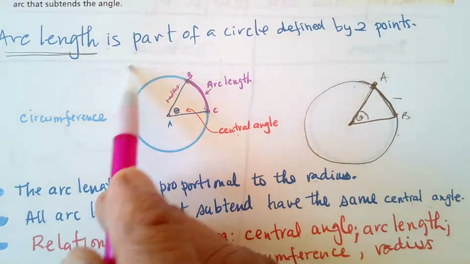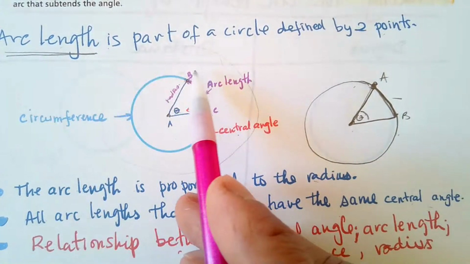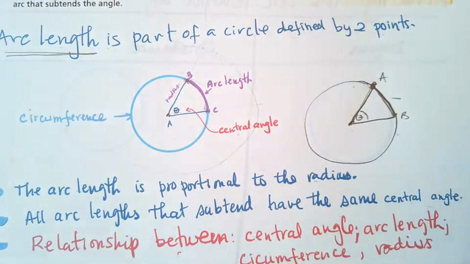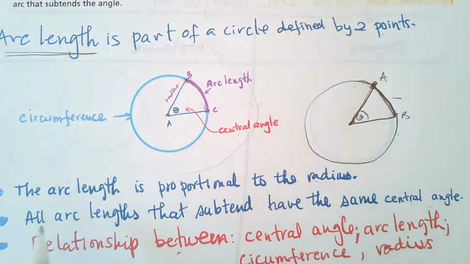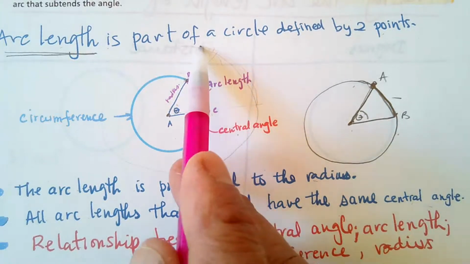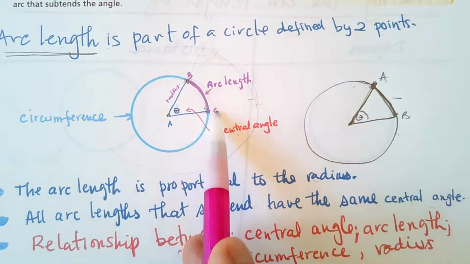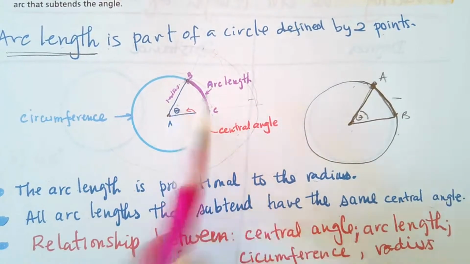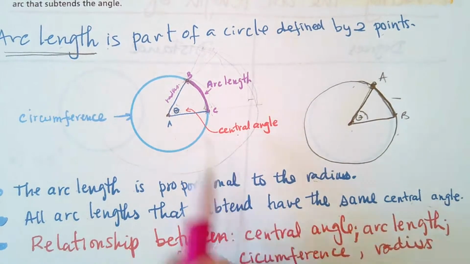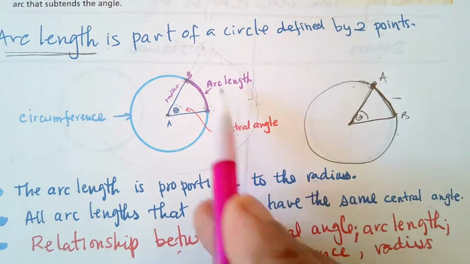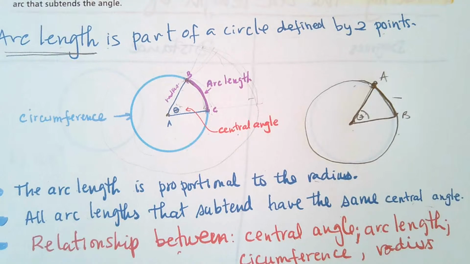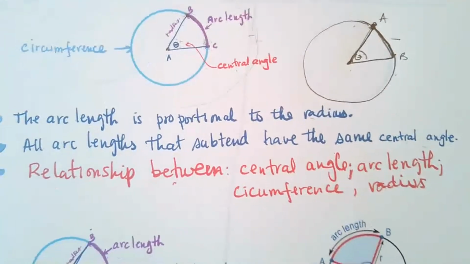So even if I were to draw another concentric circle here and extend these radii, the angle here will be the same, even though this arc length measurement will be different, much greater obviously than the circle inside here. The angle remains the same. Now there's a relationship between the central angle, the arc length, the circumference, and the radius of the circle. And there's a proportionality here, and this is what we'll be using.